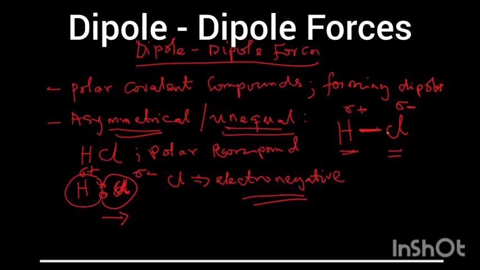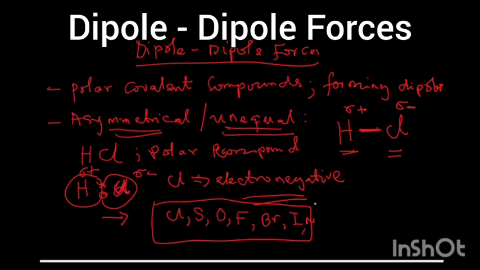Now, this is not only peculiar to chlorine. We have several other elements that are electronegative. Apart from chlorine, we have other ones like what? Sulfur. Are we together? Yes, sir. We have oxygen. We have fluorine. We have bromine. We have iodine. Is it clear? Yes, sir. Even nitrogen. They are electronegative elements. So whenever they are attached to hydrogen, they are going to make that compound become polar covalent. Do you get what I'm saying now?